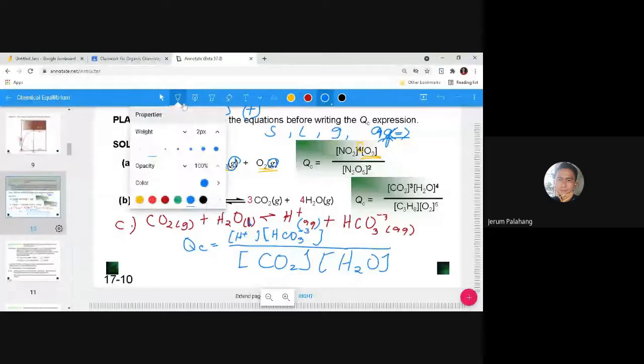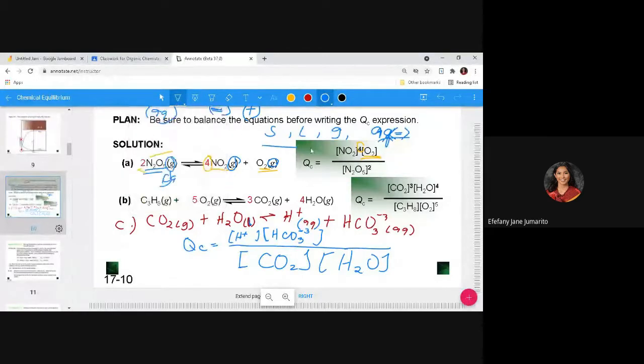Kyle, is it correct? No, ma'am, because the liquid and solid are not included in the equilibrium constant or the quotient. Okay, so in a reaction quotient, we don't include the liquid and the solid phases. That is what Jerome saw on YouTube. So it's true.